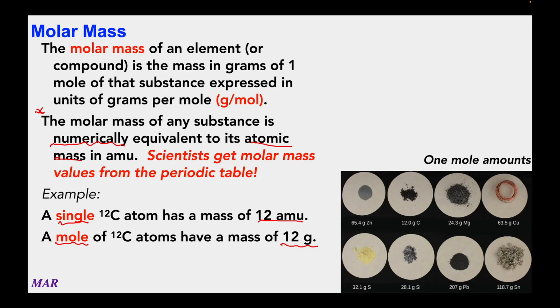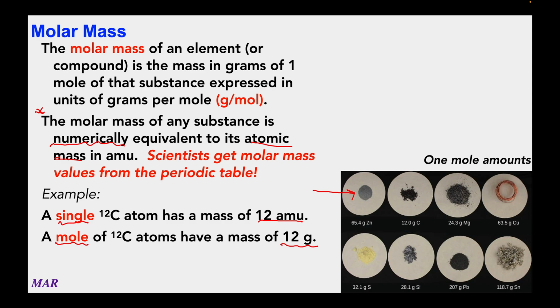So check this picture out on the right. There's 65.4 grams of zinc. 65.4 is the molar mass of zinc. You look on the periodic table, it's about 65.4 grams. So you'd measure out 65.4 grams of zinc, you would have a mole of zinc. And a mole of zinc, 6.022 times 10 to the 23rd. So in that little sample right there, there are 6.022 times 10 to the 23rd atoms of zinc. And all of those are equivalent.